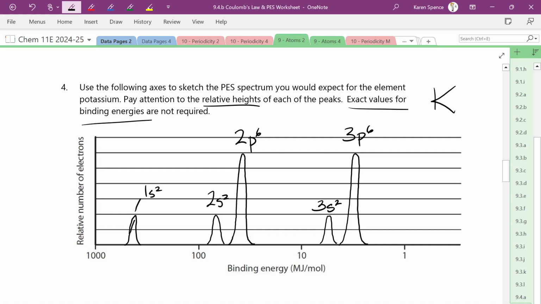And then potassium, what is its last electron? 4s1. So again, because we've gone up an entire shell, it's 4s1.